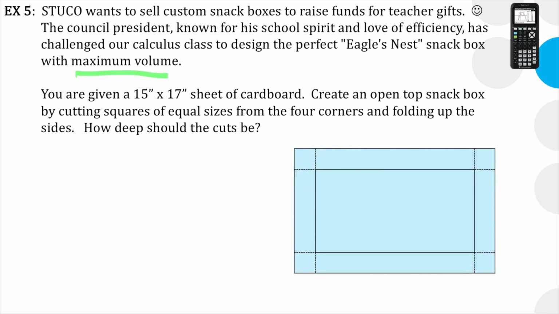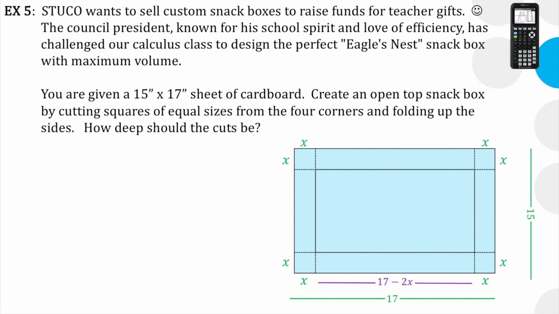Wow, well, let's get a picture of what we're working with. So these corners we're going to cut off, and then these sides will just fold up, and then there we go, we'll have a box. So we have 17 inches by 15 inches. And the question is, how deep should the cuts be? So that's going to be our variable, x, which means the actual side of the box on the bottom will be 17 minus 2x, right? And on the side, it'll be 15 minus 2x.